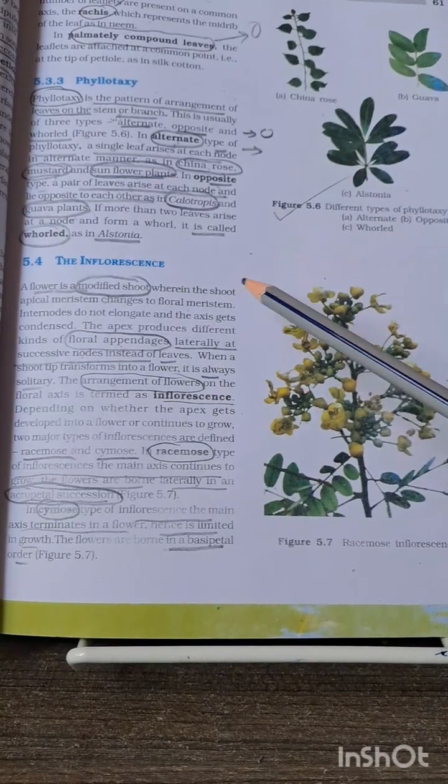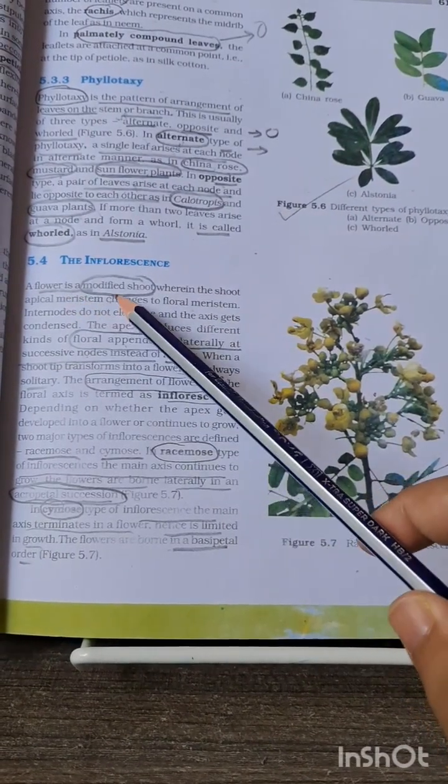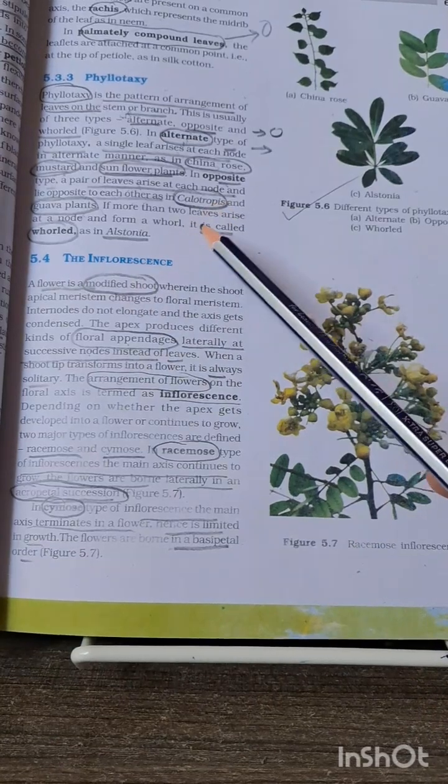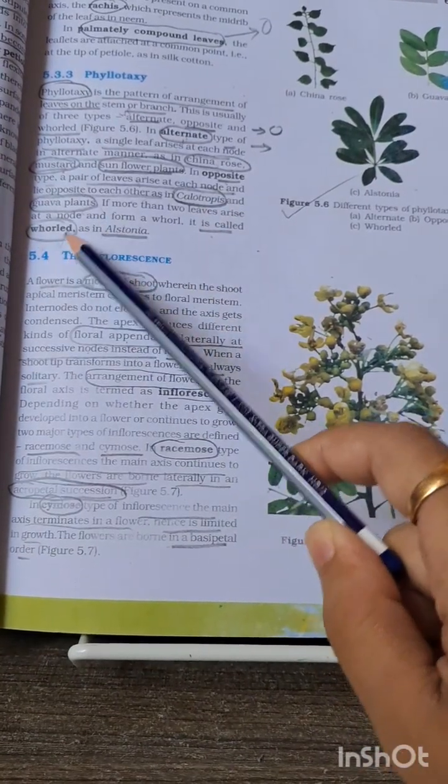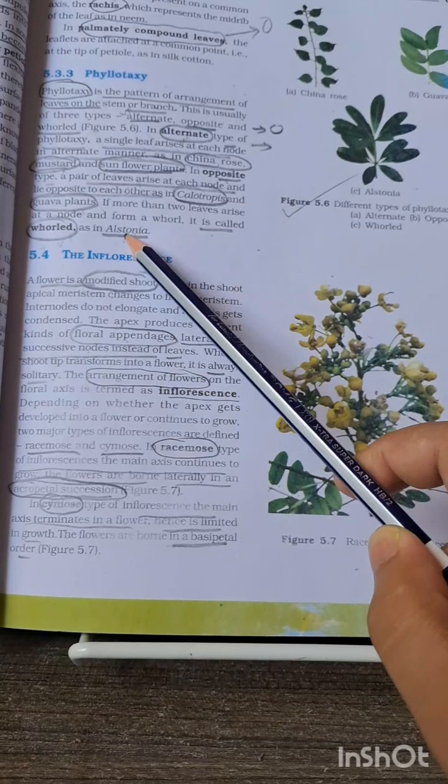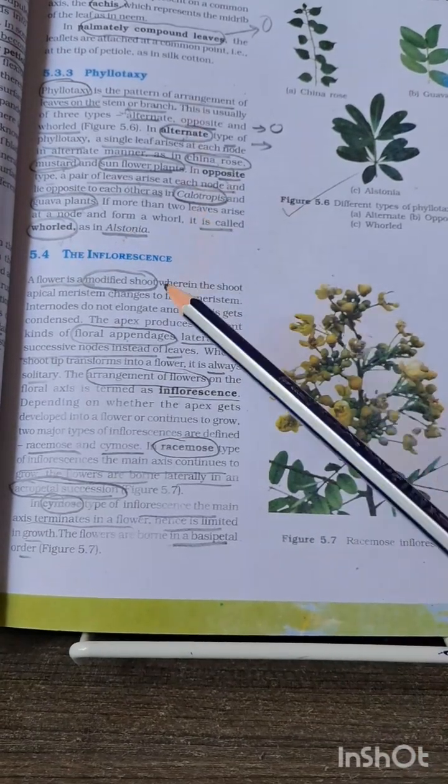Now coming to the inflorescence part, here a flower is modified. One portion is left, that is whorled variety, Alstonia. So you have to be very careful about these examples, as I have already told you.